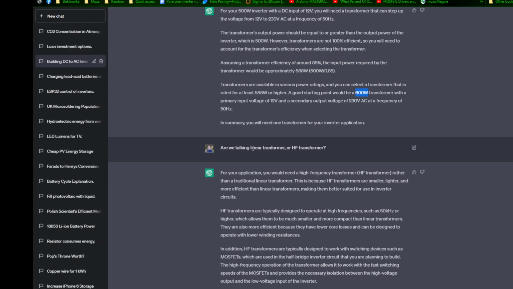Are we talking like I would not know? Yes, of course it's a switching. We use MOSFETs to switch. We're talking half bridge, and yeah, okay. For your application, you would need a high frequency, yes, rather than traditional linear transformer. This is because HF transformers are smaller, lighter, and more efficient than linear.